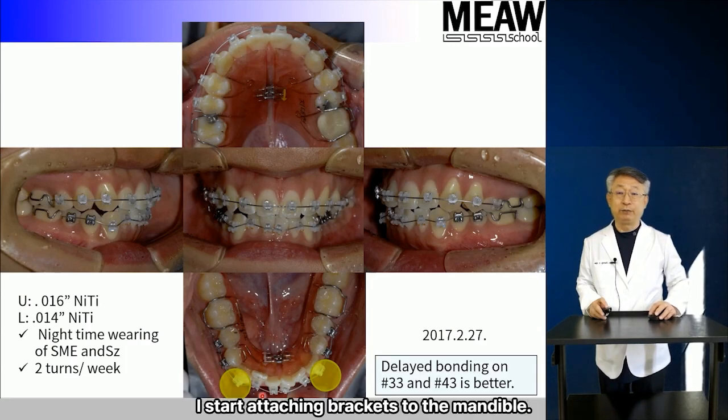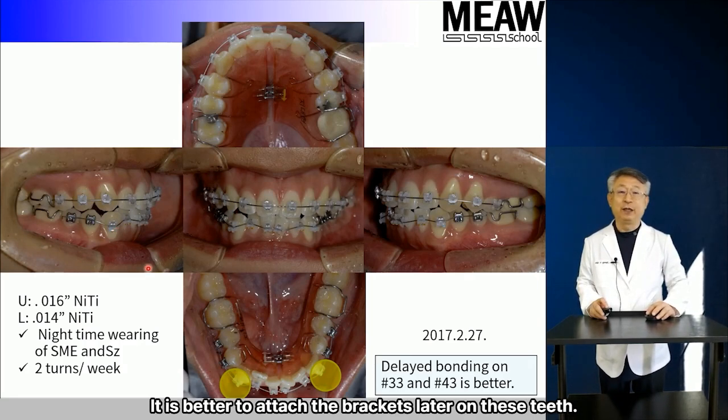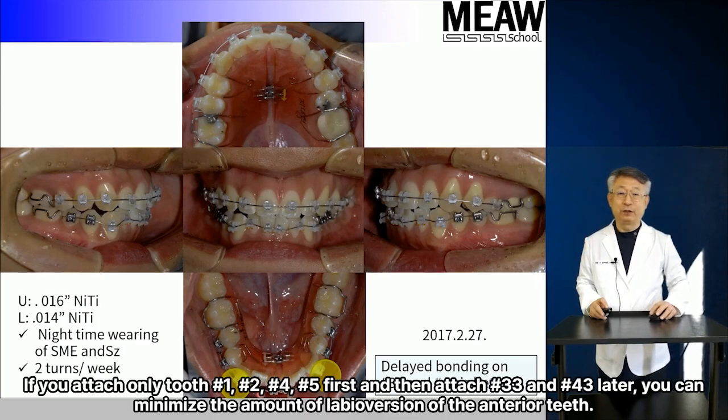I start attaching brackets to the mandible. At this time, tooth number 33 and number 43 have a slight crowding. It is better to attach the brackets later on these teeth. If you attach only tooth number 1, number 2, number 4, and number 5 first, and then attach number 33 and number 43 later, you can minimize the amount of labioversion of the anterior teeth.